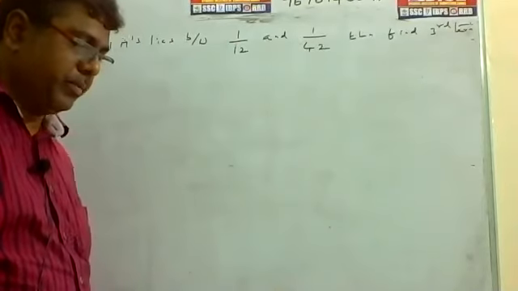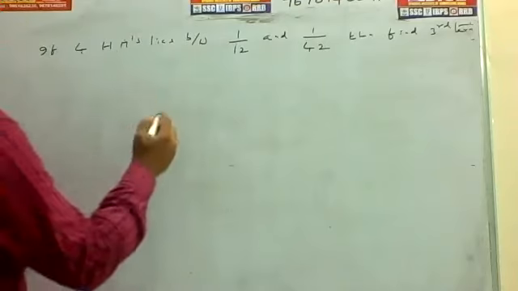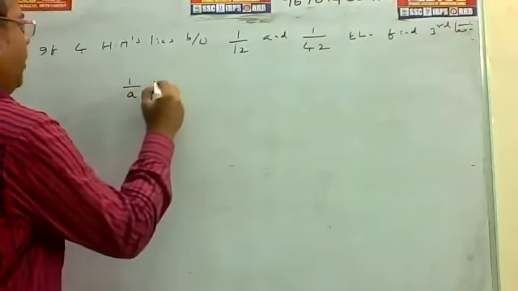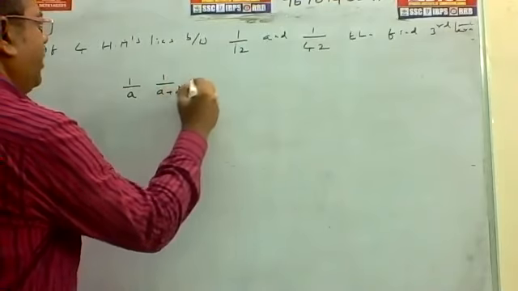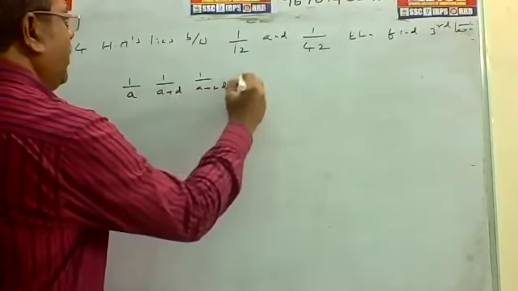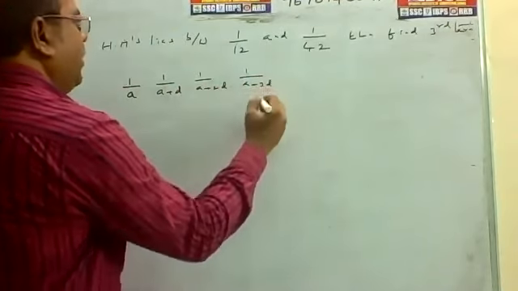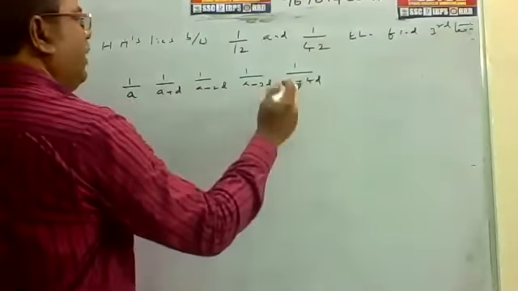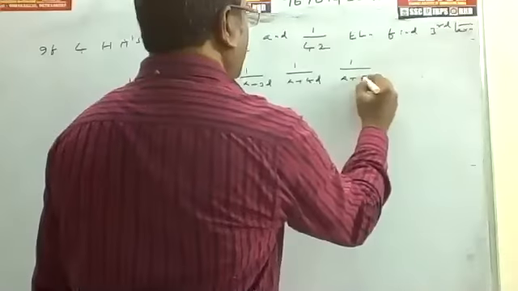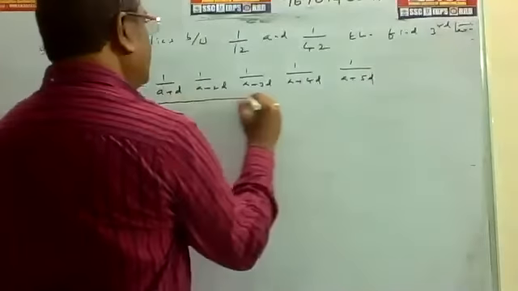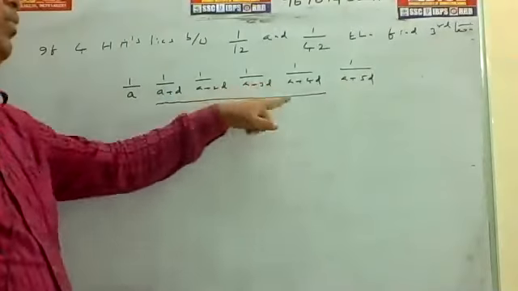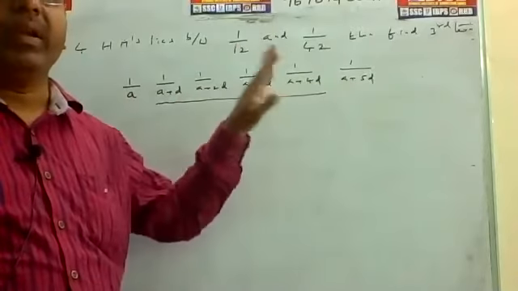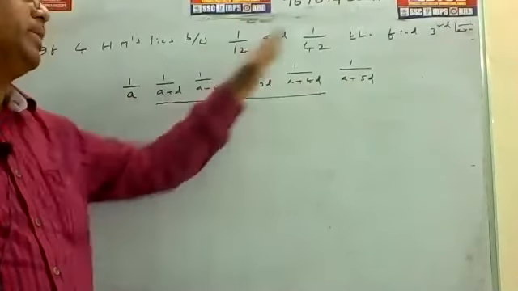So the meaning is, see here. 4 HMs means 1 by a plus d, 1 by a plus 2d, 1 by a plus 3d, 1 by a plus 4d. These are the 4 HMs. In between the first and last terms there are 4 terms, so there are totally 6 terms.